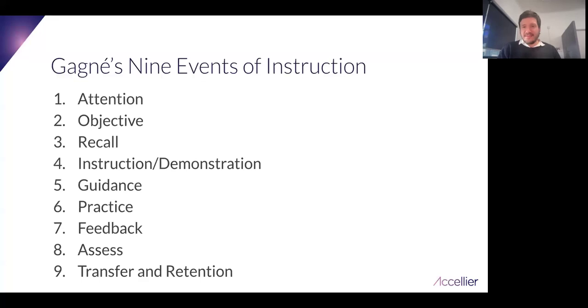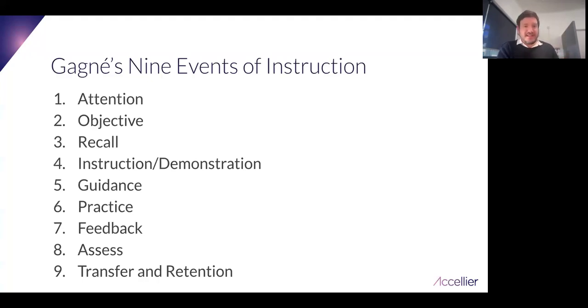Here's Gagné's 9 events of instruction. So you've probably come across this if you ever did your Cert 4 in training and assessment. It's probably one of the more common theories or frameworks that are looked at. Gagné was in that post World War II time and was basically tasked with putting together a framework that could guide instructional designers in putting together training sessions to learn how to use weapons and technology and equipment and things like that.